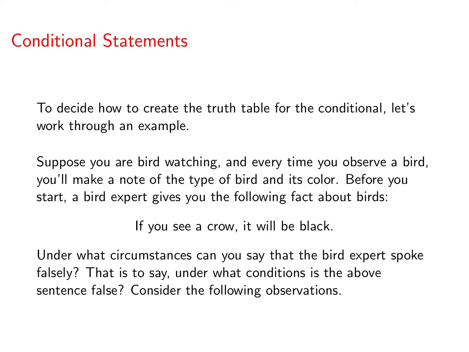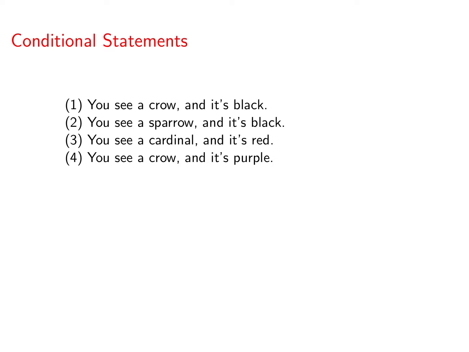Let's consider some different observations that we might make. All right, so these are some observations that could have happened while we were bird watching. You see a crow and it's black. You see a sparrow and it's black. You see a cardinal and it's red. And you see a crow and it's purple. Those are 4 possible observations you might make while watching birds. Although, I guess I should say that it's pretty unlikely that you would see a purple bird. I guess it could happen.